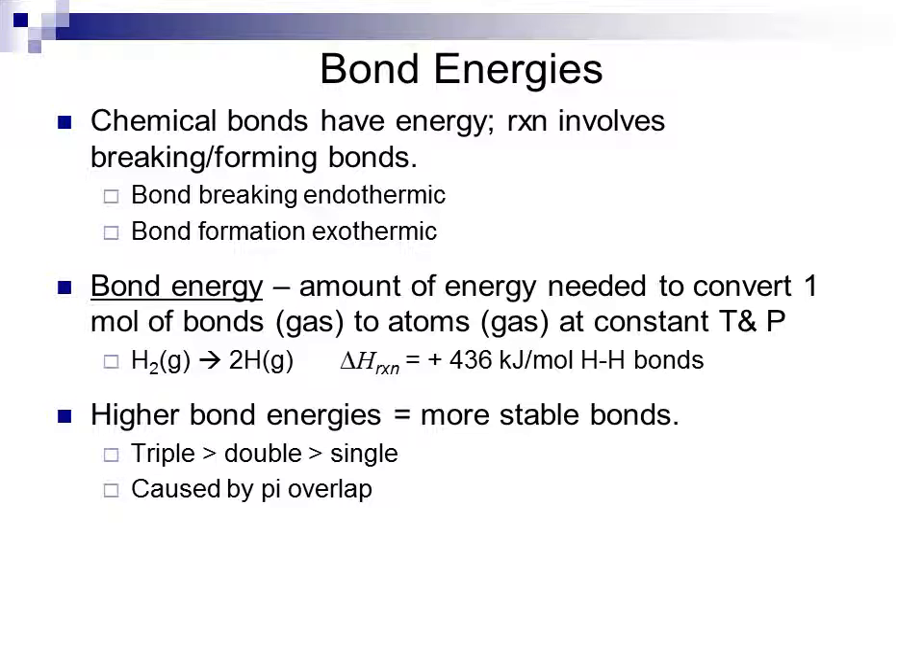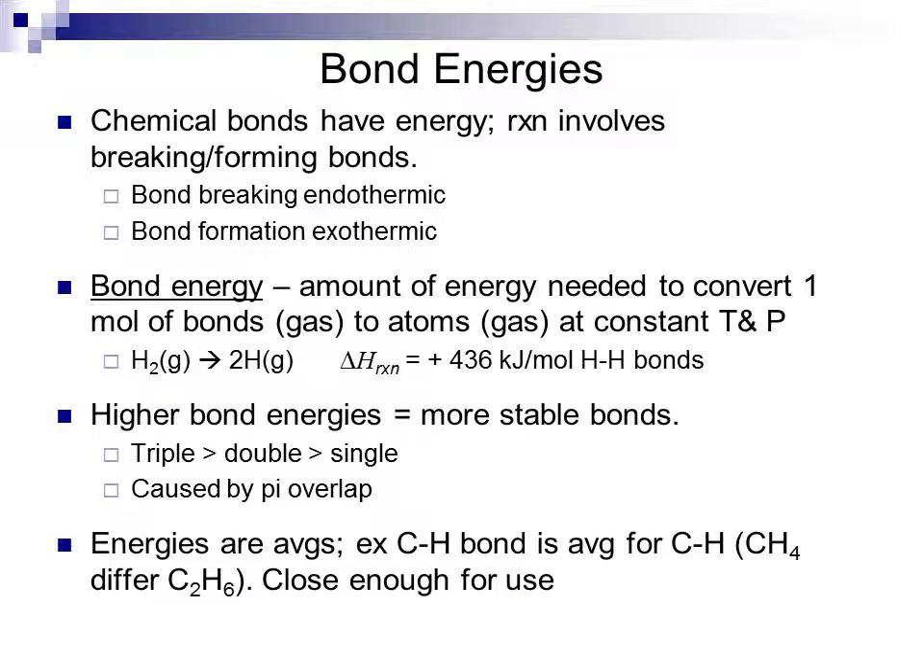A triple bond has two overlapping pi orbitals, or p orbitals. A double bond has only one, so it's less than a triple bond. But a single bond has none, so it will be the weakest of the three. All bonding energies that we see, for instance the positive 436 kilojoules per mole for the H-H bonds, are averages of that type of bond.